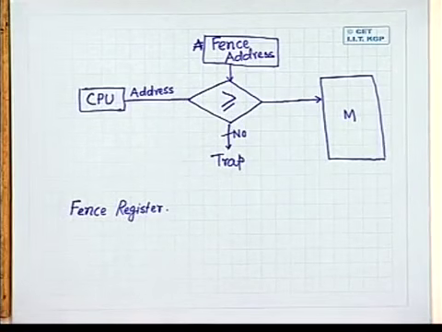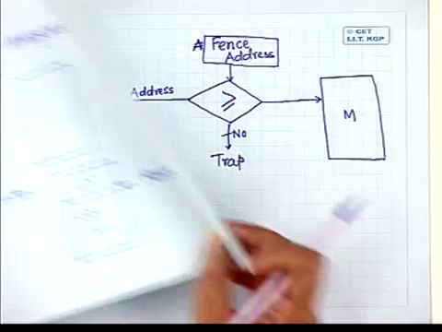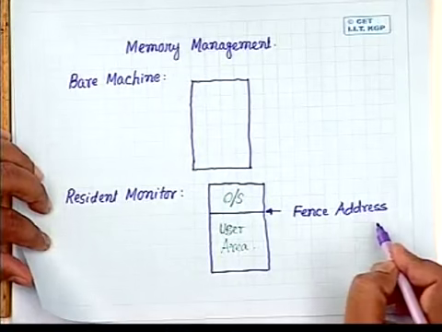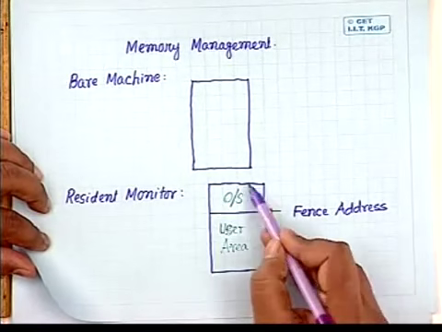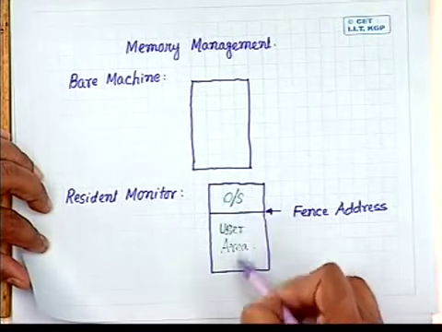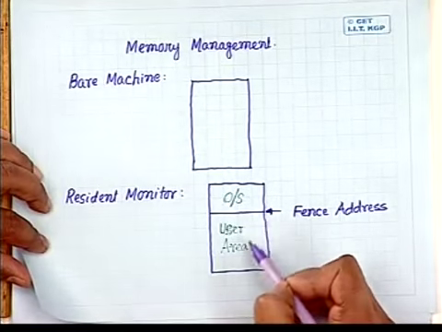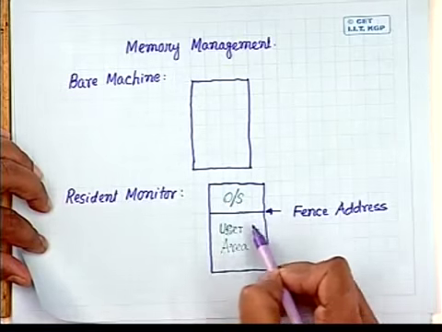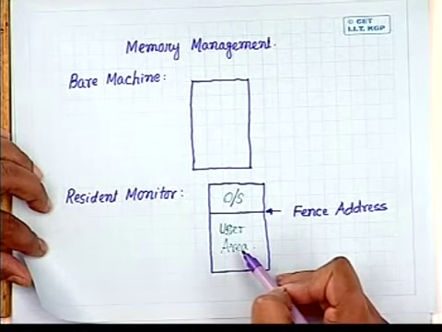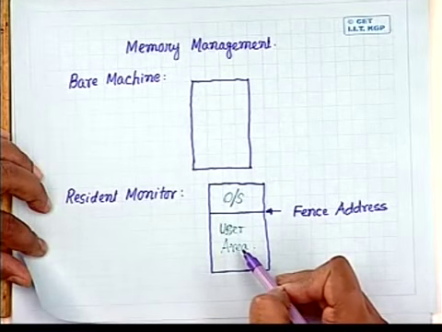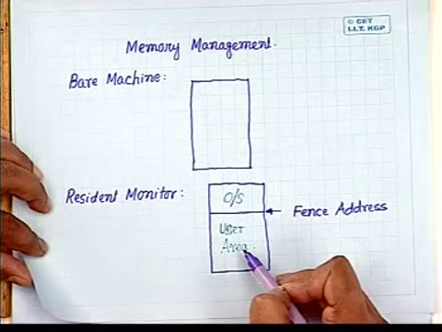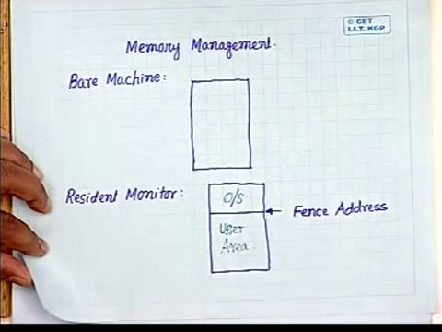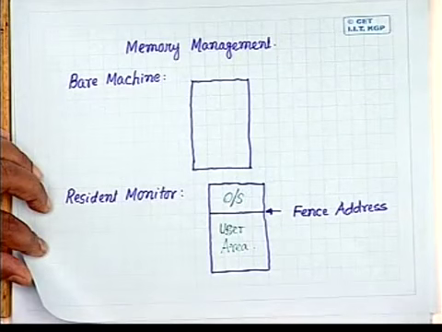Now, whichever way we specify this fence address, since this memory is partitioned into two partitions, one occupied by the operating system and the other one occupied by the user program, this is mostly suitable for a single user system. This is not much suitable for a multi-user system.